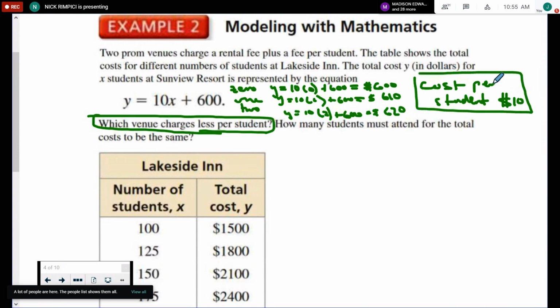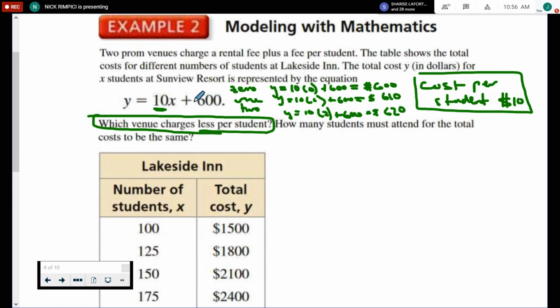Now, did you have to do all this work? No. You could have probably figured it out just by looking at the equation. You can see that the cost that's changing is 10x, right? Every time x increases by 1, this value is going to go up by 10. So when it's one student, it's $10. When it's two students, it's 20. When it's three, it's 30. When it's four, it's 40, right? So every time you add a student, the price is rising by $10.